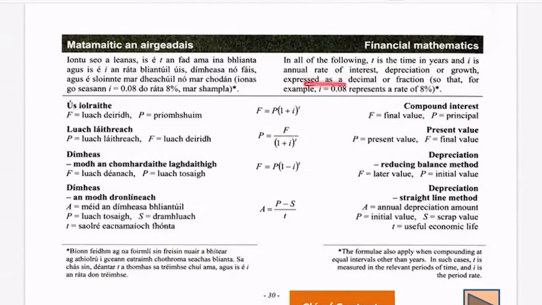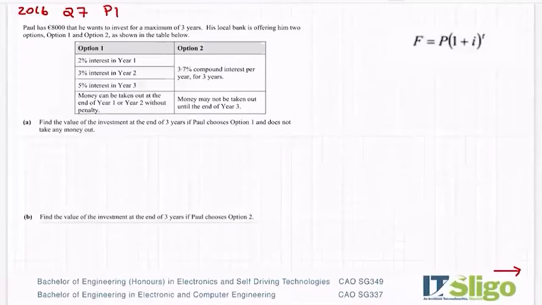This is important: it's expressed as a decimal or a fraction. So you can't put in 8% or 8, for example, for I. You must put it in as 8 over 100 as a fraction or 0.08 as a decimal. So keep that formula, keep that page in mind anytime you see any of those financial maths questions. So a couple of things about this formula.